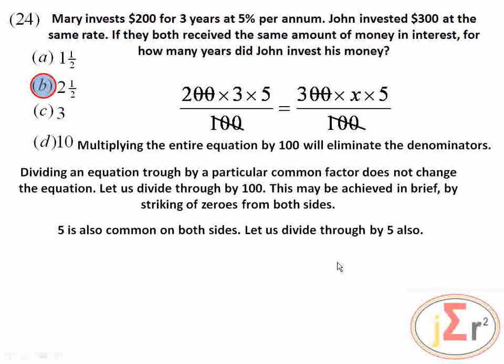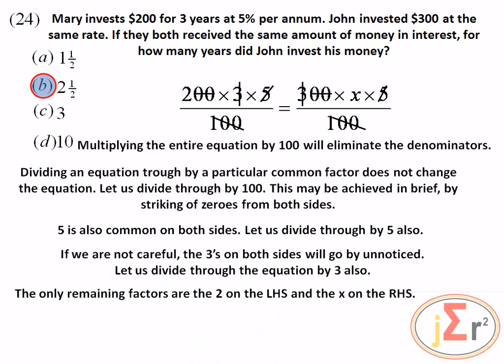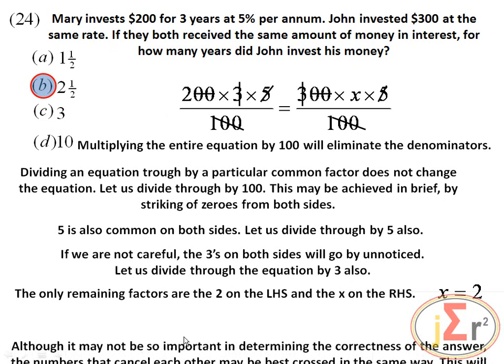5 is also common on both sides. Let us divide through by 5 also. If we are not careful, the 3's on both sides will go by unnoticed. Let us divide through the equation by 3 also. The only remaining factors are the 2 on the left hand side and the x on the right hand side. So we have only the 2 and the x remains. Therefore, x is equal to 2.